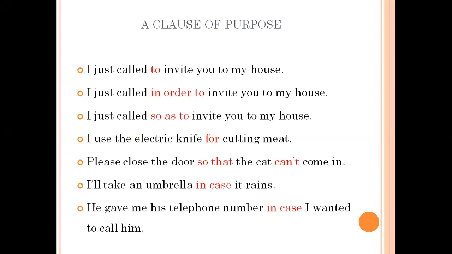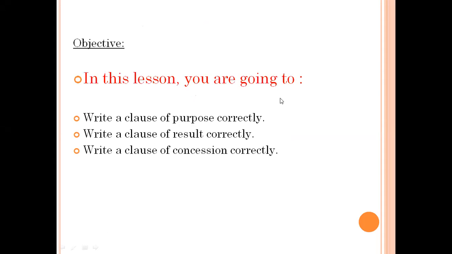Now I am going to tell you what we are going to know from our lesson, or what we should know from our lesson. As you see on the first page, objectives. In this lesson, you are going to write a clause of purpose correctly. Number 2, write a clause of result correctly. Number 3, write a clause of concession correctly.